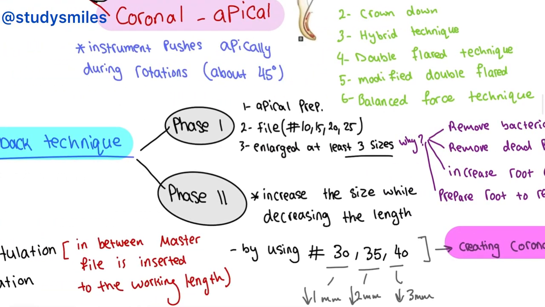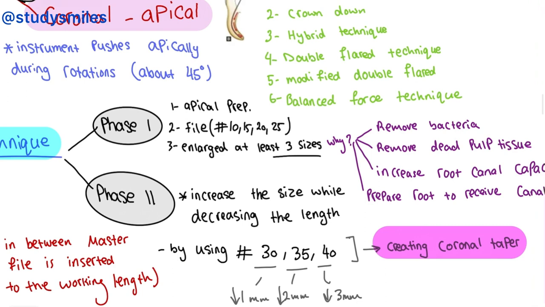Okay, now going to phase two of the step back technique. Here we have to increase the size while decreasing the length. So this is where the step back begins. Until here we went with our master file to the full length of the canal. When we go to phase two, let's say we started cleaning the root with our first file, second file, and our master file, which is our third file. After that, that is where step back starts.